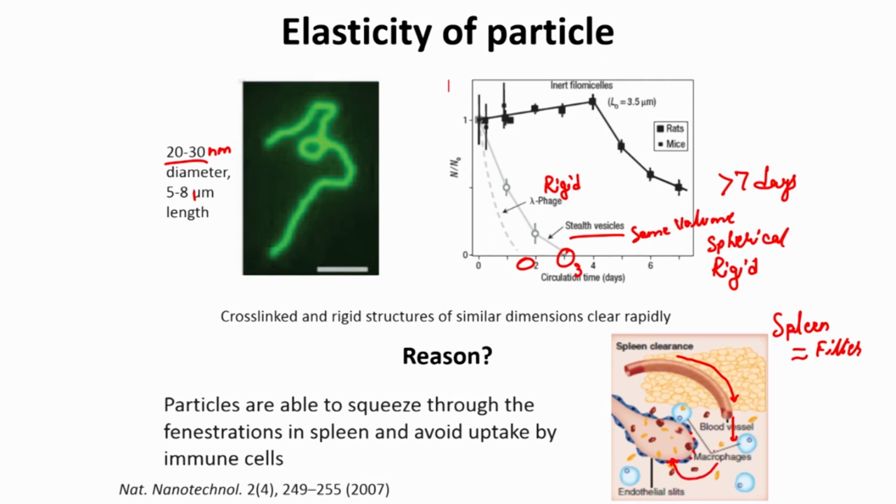So, if you have a rigid particle, it will not be able to squeeze, and a larger rigid particle will not be able to squeeze through these gaps and will just get entrapped in this region where all these immune cells will clear it away. Whereas, if you have a soft and large particle, even though it might be larger than these gaps, it will still be able to squeeze through them and hence will have a longer circulation. So, this is just one of the mechanisms through which we find that elasticity of the particle plays a very important role in circulation time.